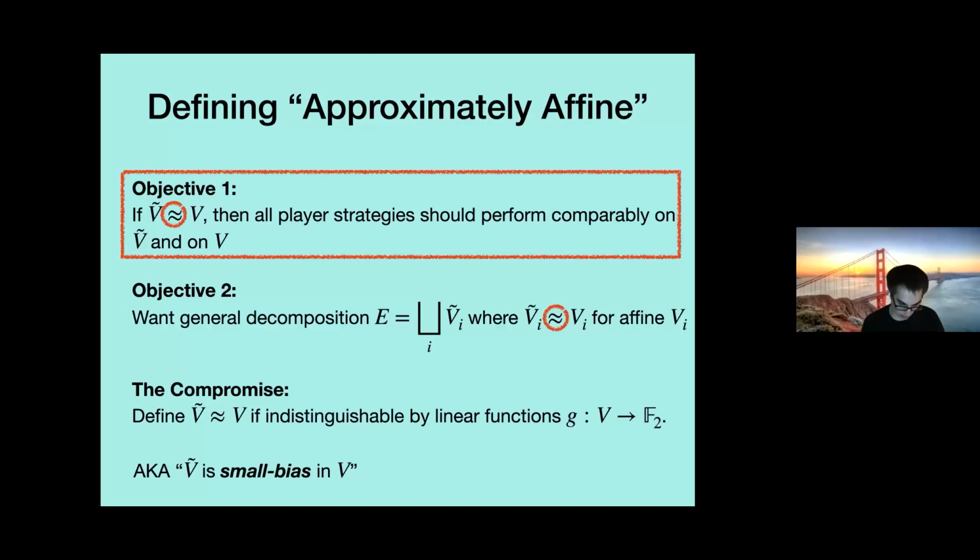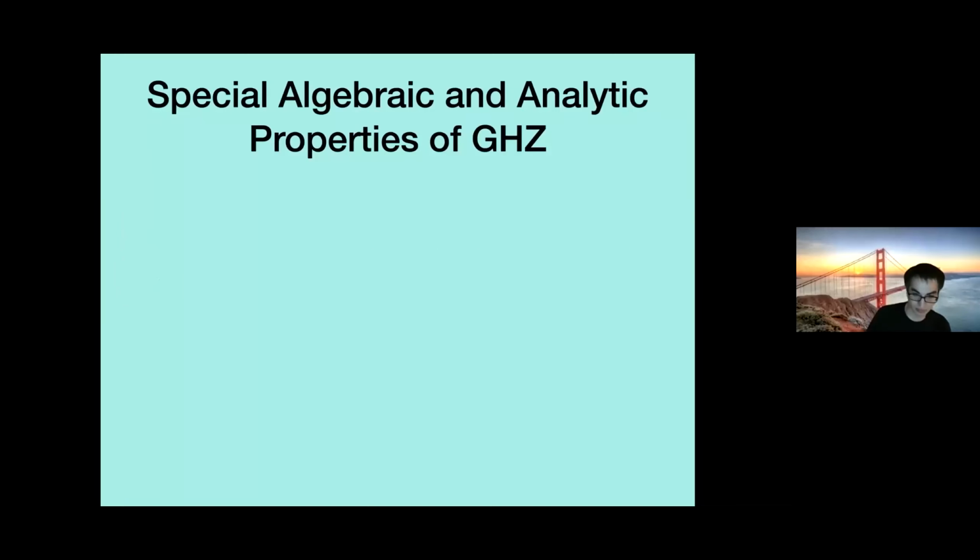So these definitions look kind of innocuous. They both look pretty generic, but unfortunately, to actually prove that this notion of approximate affineness is good enough for our objective, we need to use special properties about the game that we're analyzing. It's sort of unfortunate. So the special properties that we use for the GHZ game are, first of all, that the query distribution for the GHZ game is uniform over a linear space.